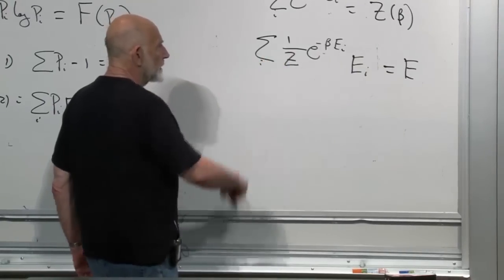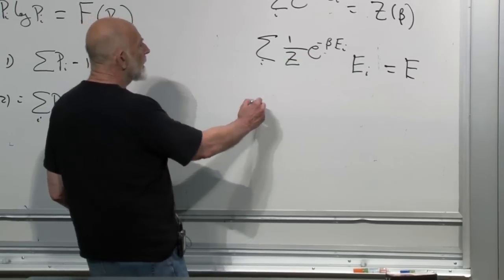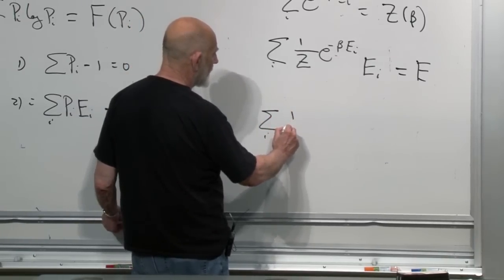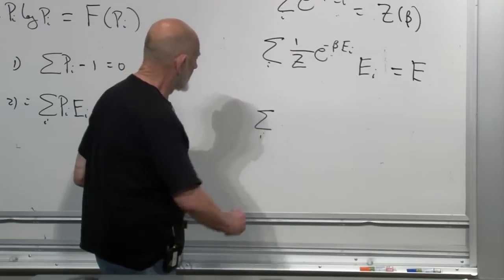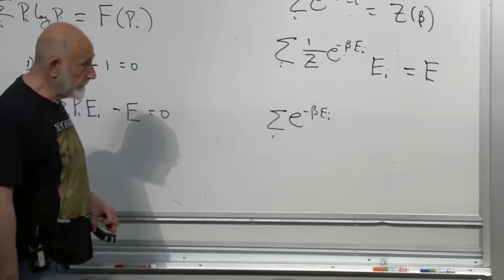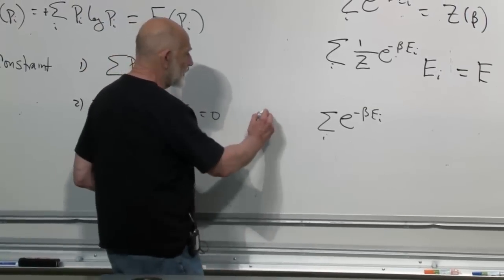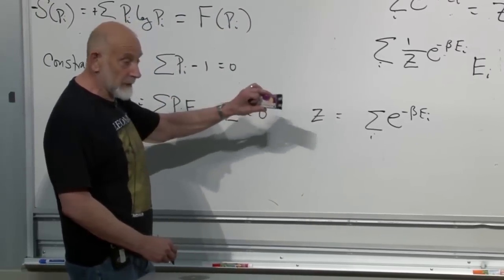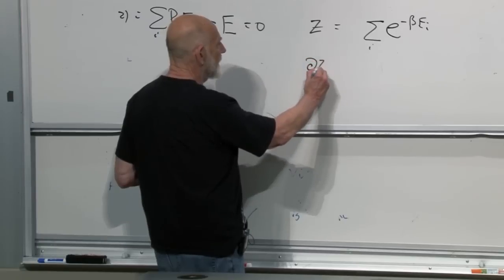Let's differentiate. Let's take e to the minus beta E sub I. That's, of course, the partition function. This is Z. And let's differentiate both sides with respect to beta. dZ by d beta.